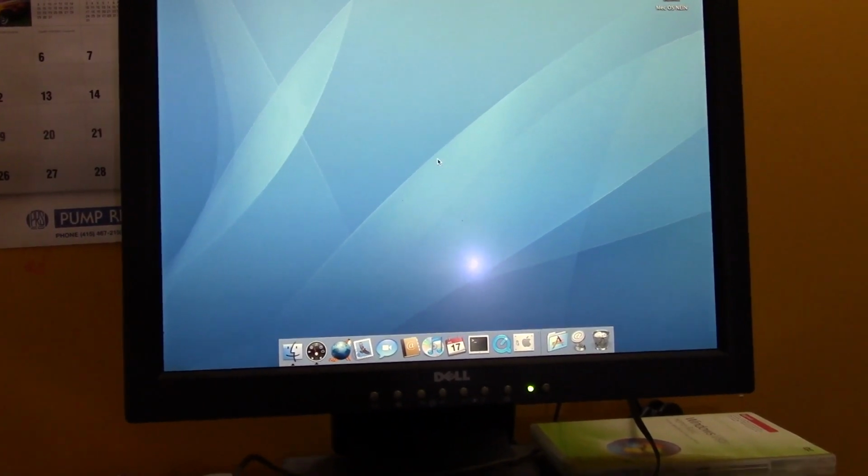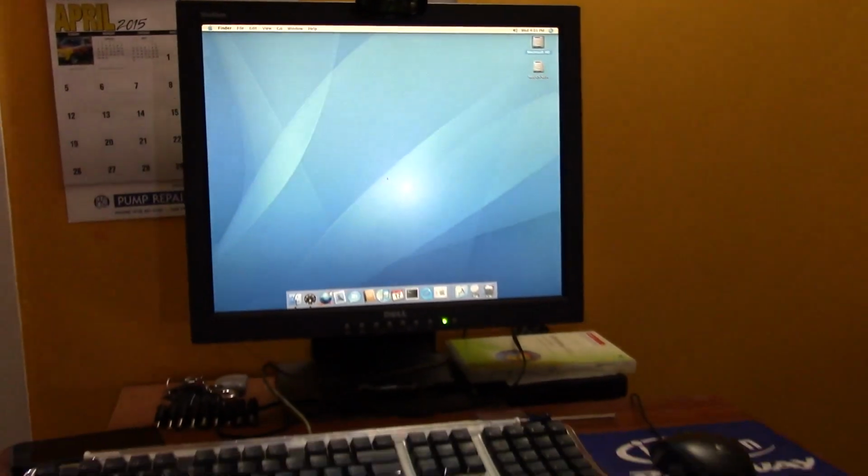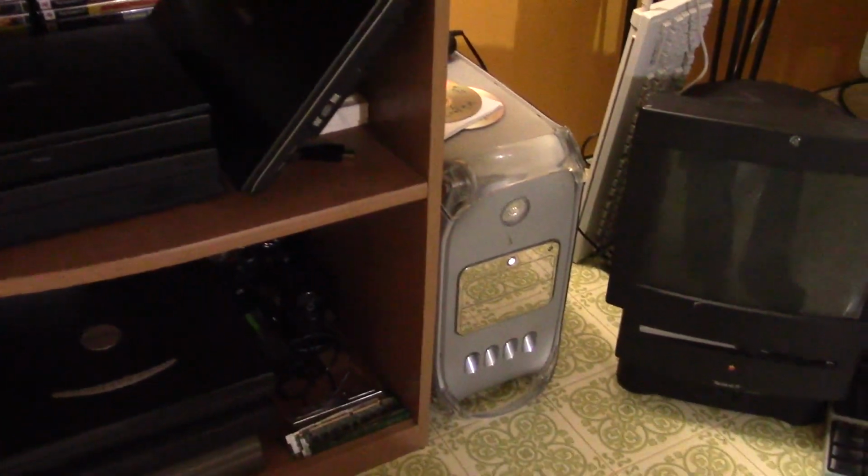Not much else I can show you. There's nothing on this machine. So there you go. There is a little overview on the Power Mac G4.